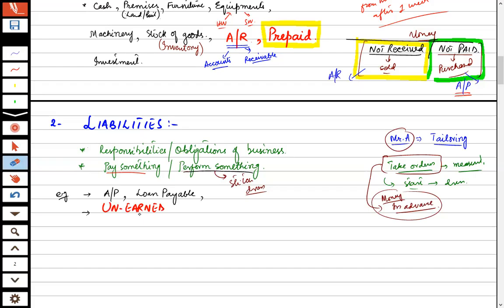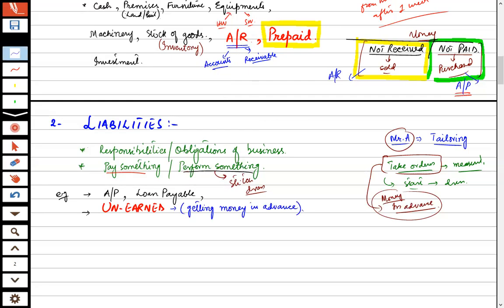Clear this point? Yes. Done. So liabilities basically have two aspects: either we have to pay something, or we have to perform something. Any payable means we have to pay. And if we have to perform something or are getting money in advance, it will be unearned. For your simple understanding, I am writing here: unearned means getting money in advance for anything. Okay, done?